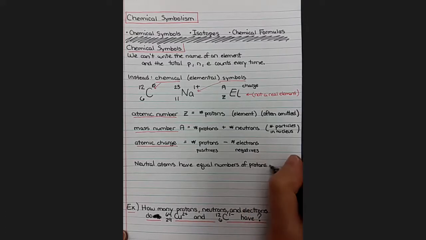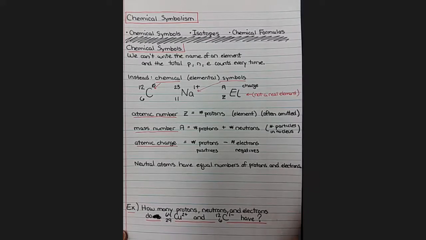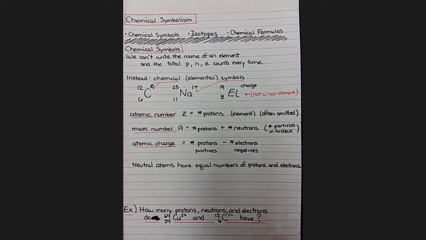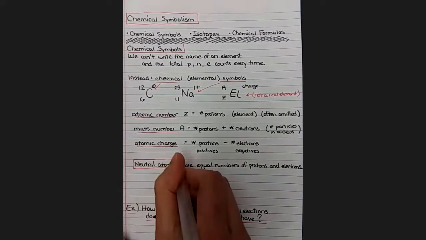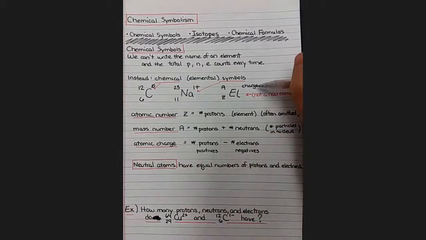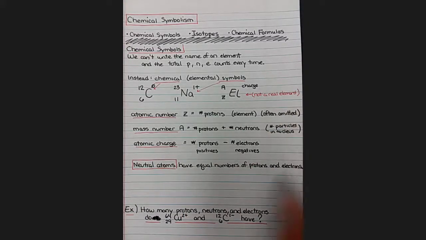Sorry, protons and electrons, positives and negatives. And that makes sense, right? If we have the same number of positives as we do negatives, then the atom is not going to have a charge. So that's going to be a neutral atom. So that's going to be something with a 0 or nothing in the charge position.